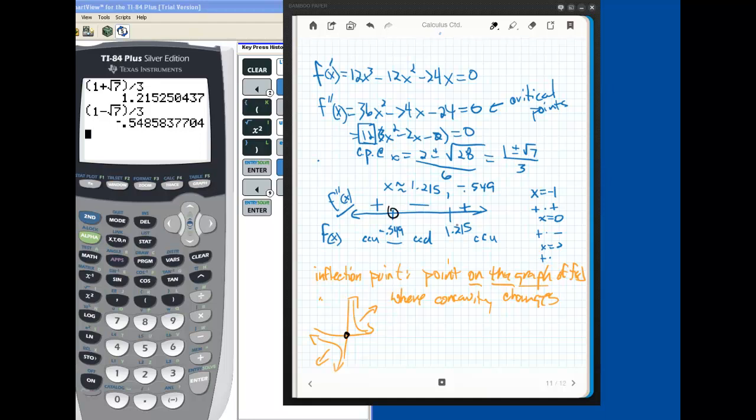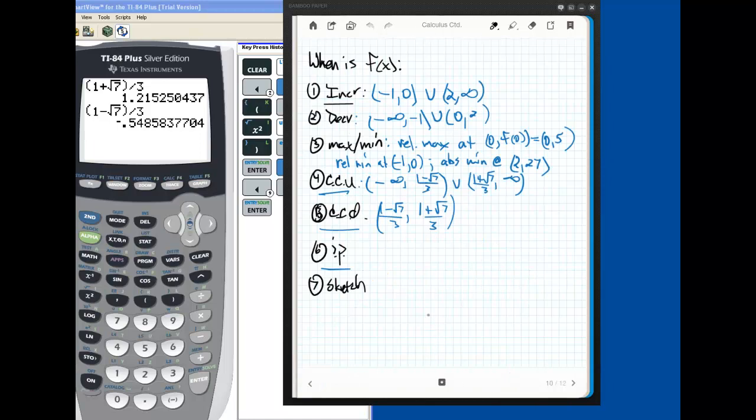However, there clearly is an inflection point here and here. We know that polynomials are defined for all values. So I'm only going to, because I'm lazy, write IPs at x equals 1 minus root 7 over 3, and x equals 1 plus root 7 over 3. Okay?